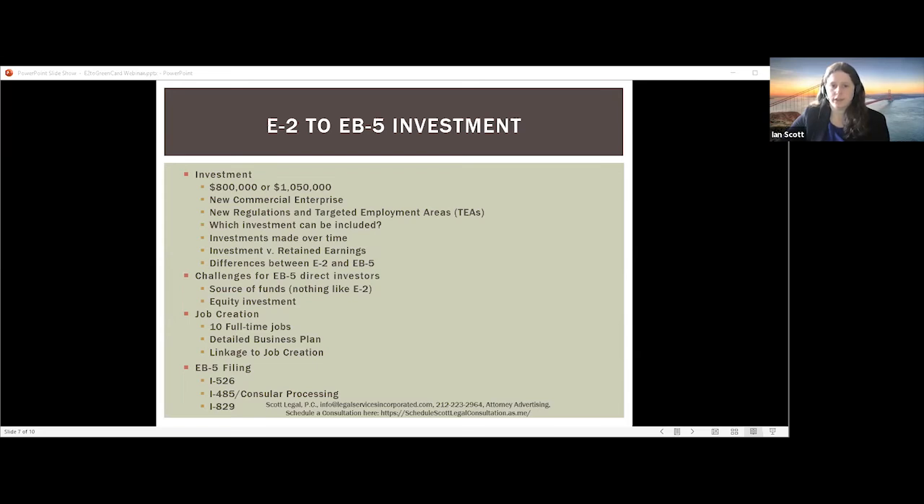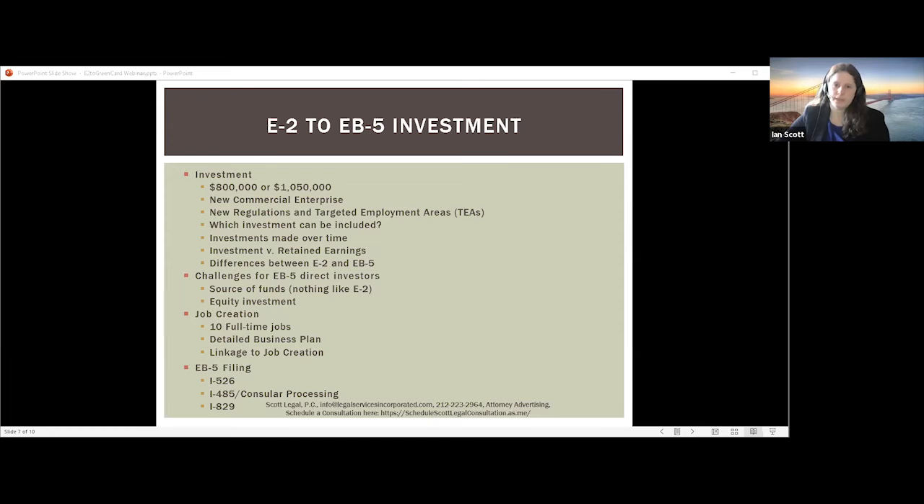So for new regulations and targeted employment areas, the investment amount of $800,000 or higher depends on where the business is located. If it's located in the TEA, a targeted employment area, meaning an area where the unemployment rate is at least 1.5 times the national average, then that lower amount of $800,000 will apply. The new rules do make it harder to qualify for a TEA, so in many cases, the higher amount may apply.